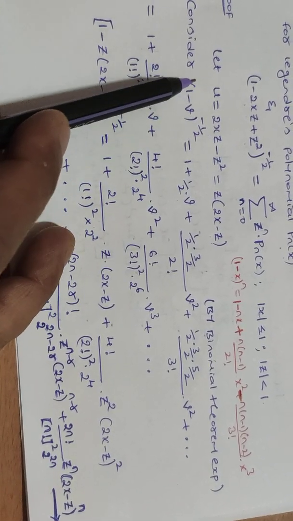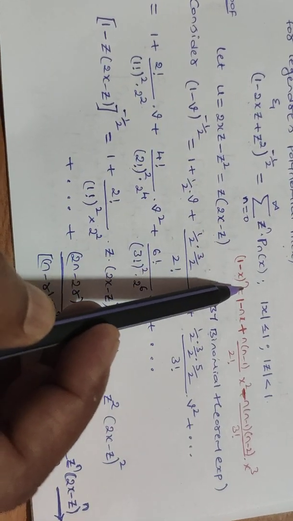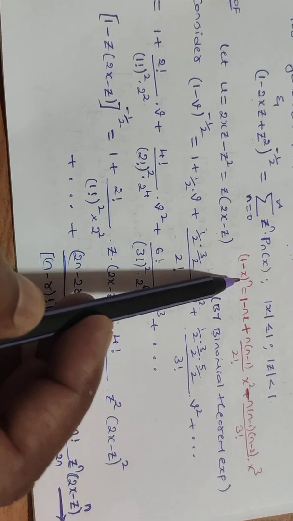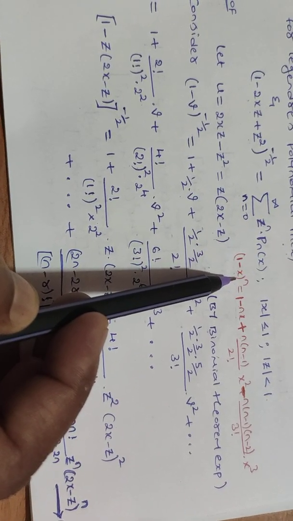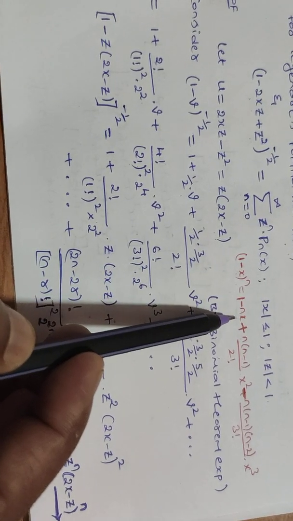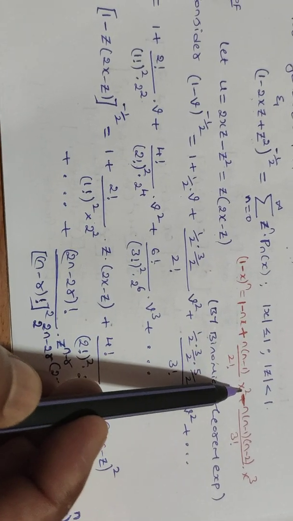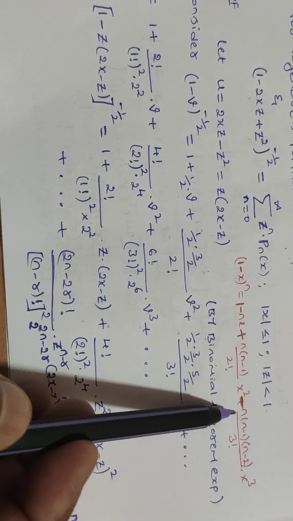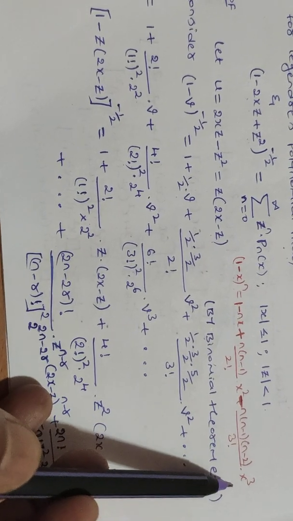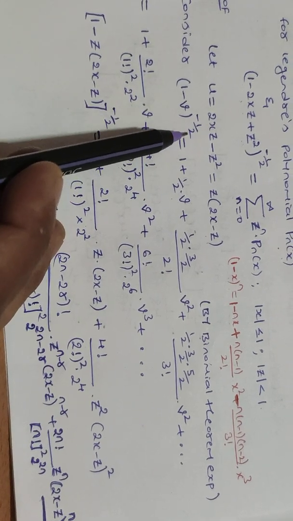It is in the form of the binomial expansion (1 minus x) to the power n, and we know the expansion of the binomial theorem can be written in this format: 1 minus nx plus n into (n minus 1) divided by 2 factorial into x square minus n into (n minus 1) into (n minus 2) divided by 3 factorial into x cube plus etc. Here (1 minus u) to the power minus half.